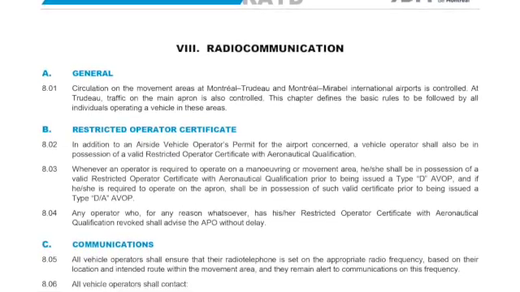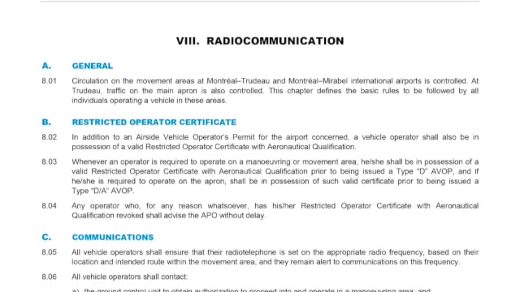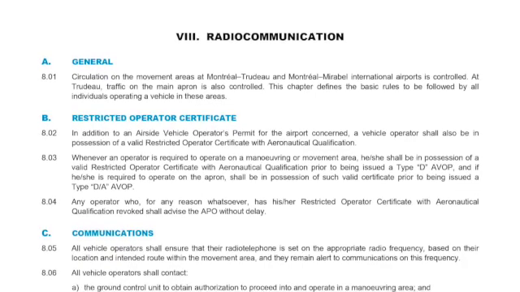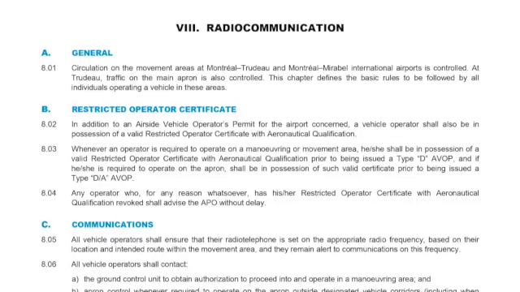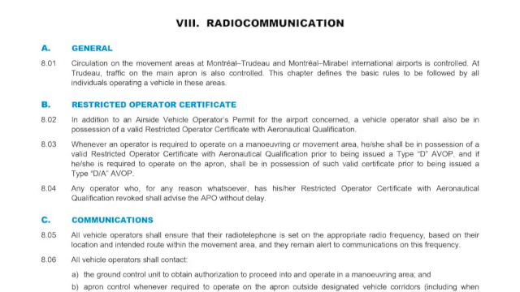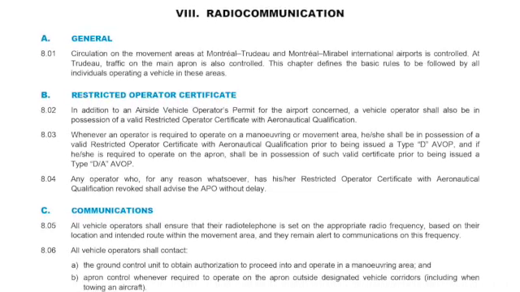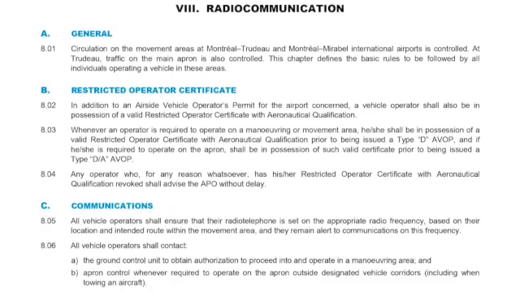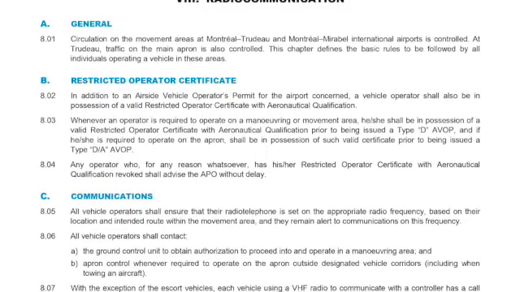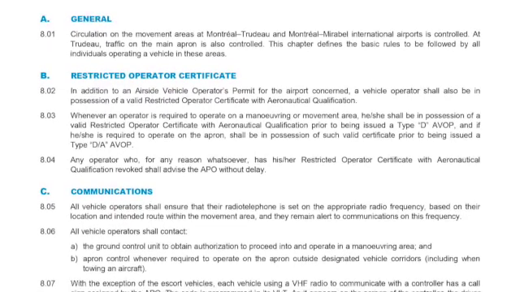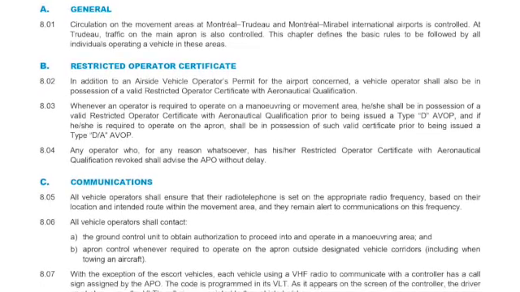03. Whenever an operator is required to operate on a maneuvering or movement area, he/she shall be in possession of a valid Restricted Operator Certificate with aeronautical qualification prior to being issued a Type D AVOP, and if he/she is required to operate on the apron, shall be in possession of such valid certificate prior to being issued a Type D AVOP. 04. Any operator who, for any reason whatsoever, has his/her Restricted Operator Certificate with aeronautical qualification revoked shall advise the APO without delay. C.